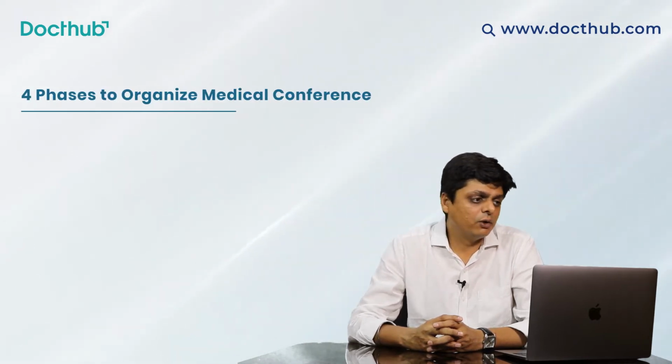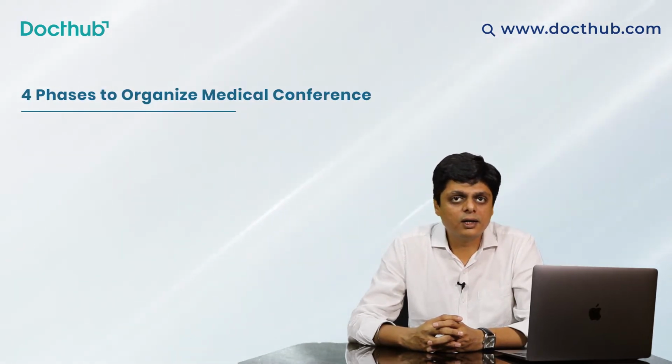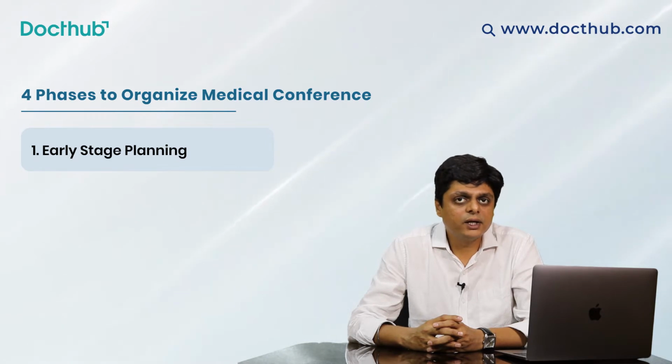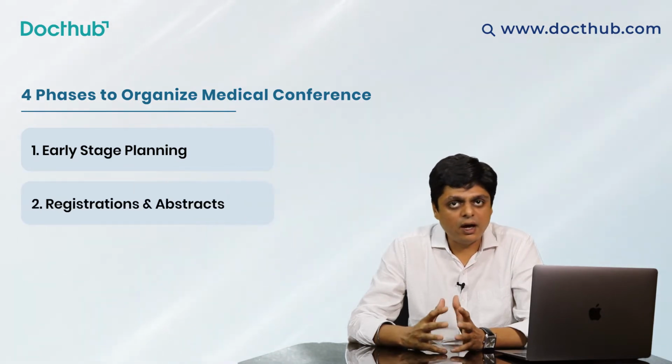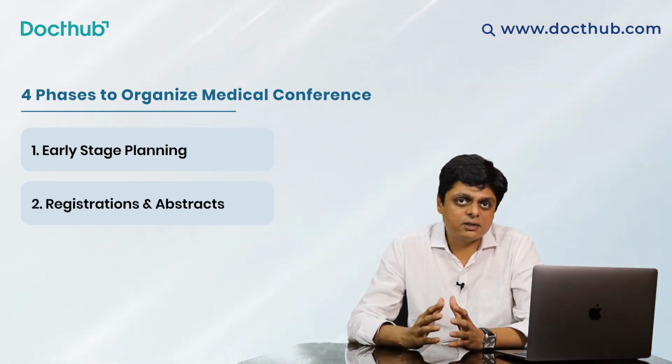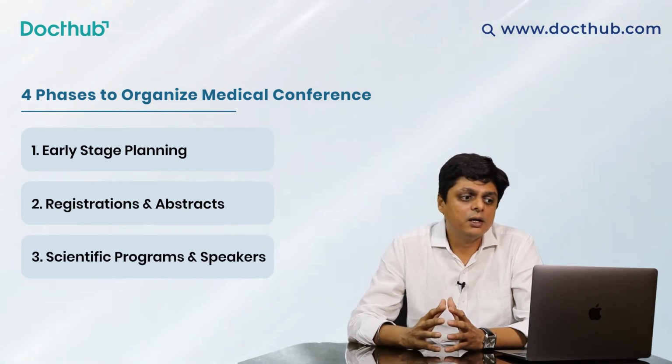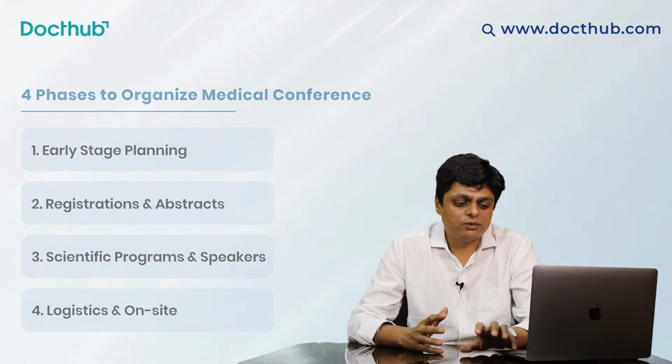Let's see. Phase 1 will be your early stage planning. The second phase is registrations and abstracts. The third phase is scientific programs and speakers, and the fourth is logistics and on-site management.